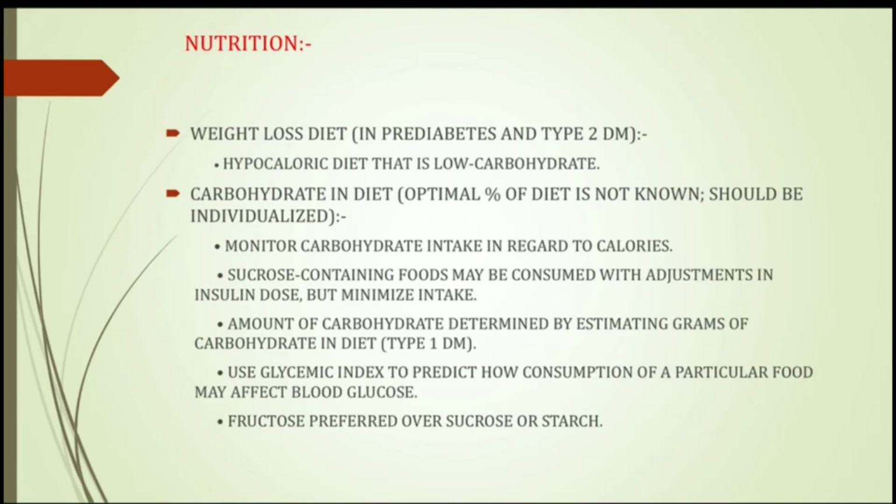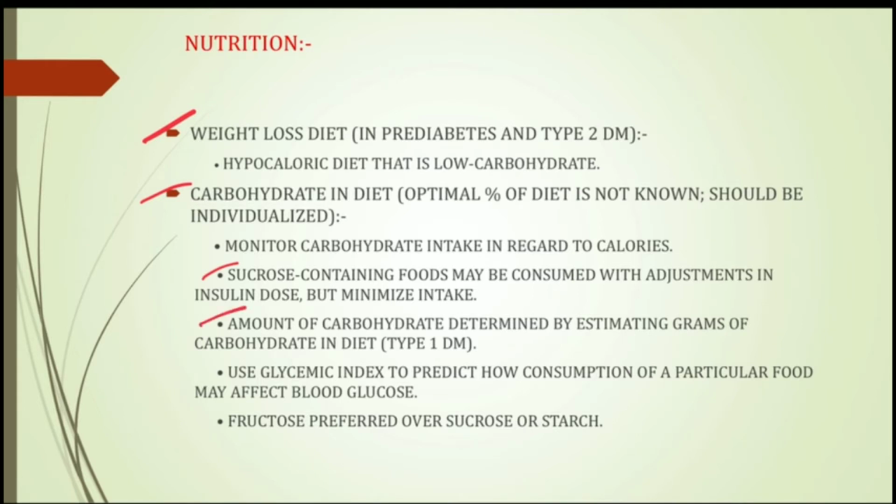So after education about diabetes, the disease itself, now we will talk about education about nutrition in a diabetic patient. So we will talk about the weight loss diet in pre-diabetes and type 2 diabetes patients. Generally we give a hypocaloric diet, that is low in carbohydrate. So we monitor carbohydrate intake as a record of calories. Also sucrose containing foods may be consumed with adjustments in insulin dose but the intake should be minimized.